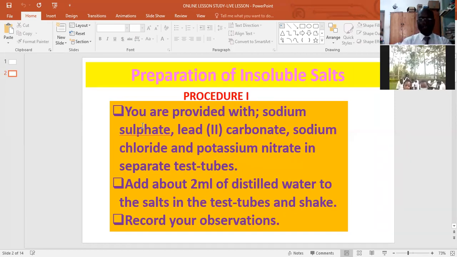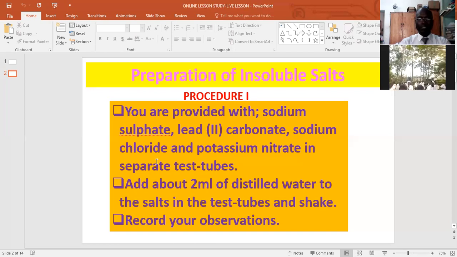Very good. I believe, just a moment, Caroline, thank you for that. I believe in all your groups, you can see we have provided you with all those salts in test tubes placed on a test tube rack. Is that correct, class? Yes. Very good. So the second step, Caroline, can you go ahead? Add about 2 ml of distilled water to the salts in the test tubes and shake.